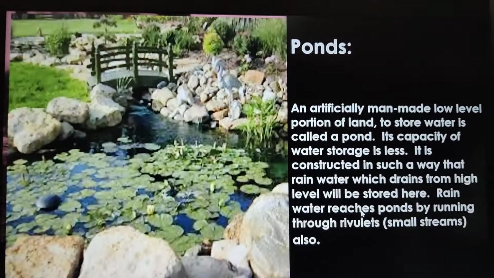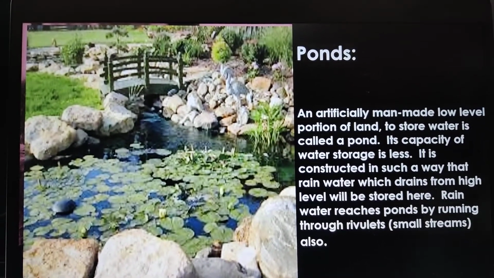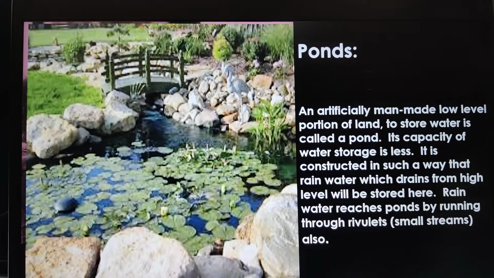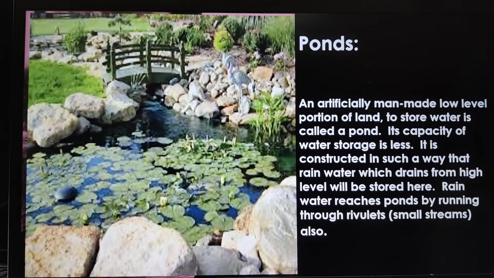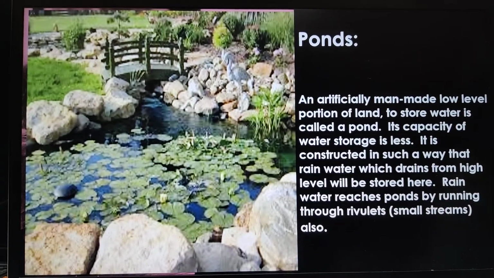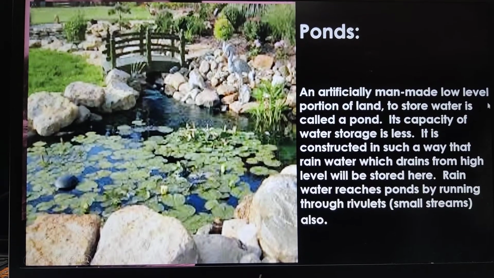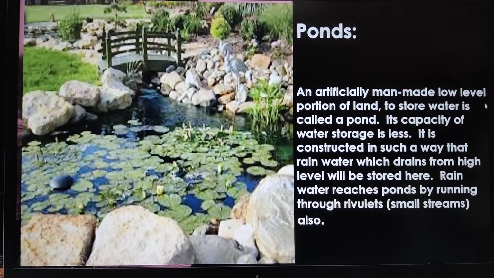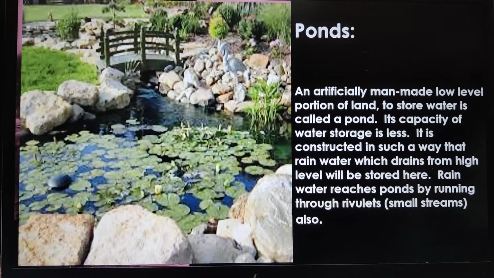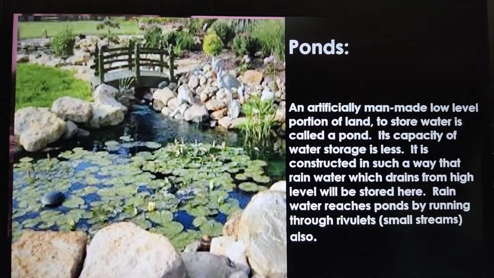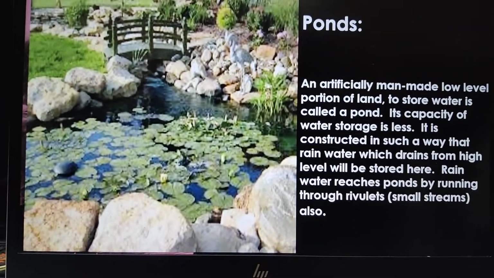Ponds. Ponds are artificially made low-level portions of the land to store water, and these are called ponds. They have less capacity to store water. A pond is constructed in such a way that rainwater drains from high level and is stored in the pond. Rainwater reaches the pond by running through rivulets. Rivulets are nothing but small streams.